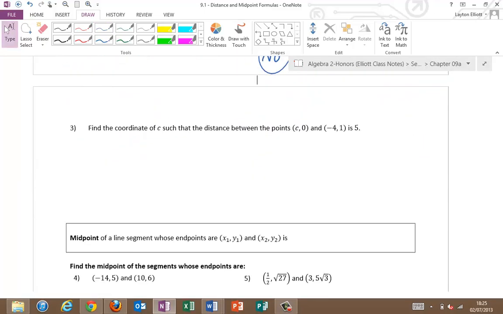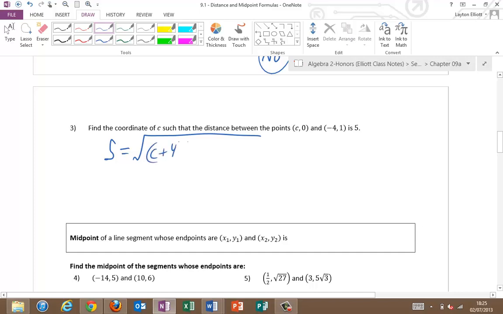Number 3 is kind of the same idea, except we're just doing it a different way. Find the coordinate c such that the distance between the points is 5. So now instead of saying distance equals, I'm going to say 5 equals square root of c minus negative 4 squared plus 0 minus 1 squared. And I get 5 is equal to c plus 4 squared plus, and this would be 1.